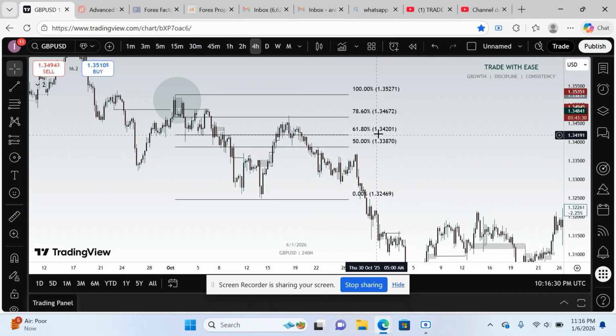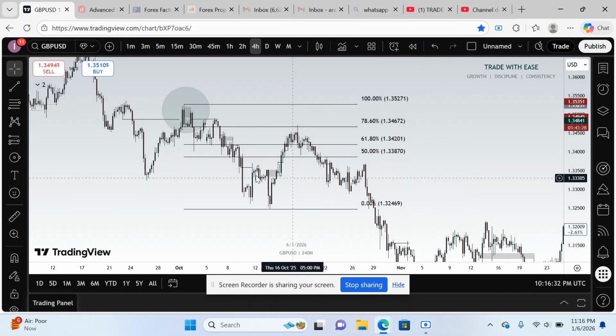Now, we used to believe that if you use your Fibonacci tool, anything from your 61.8% to 78.6% is likely the zone where price was likely to react from. Most of the time price reacts from your 61% zone to your 78% zone.